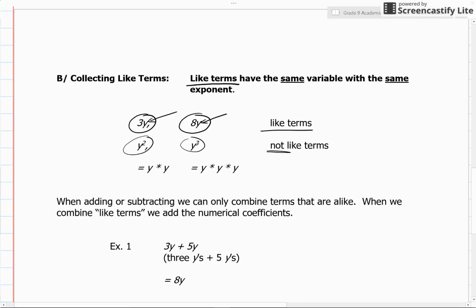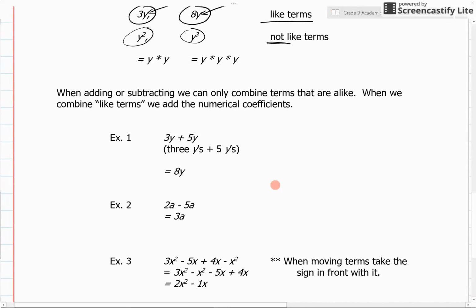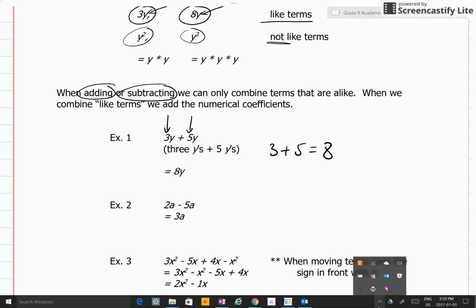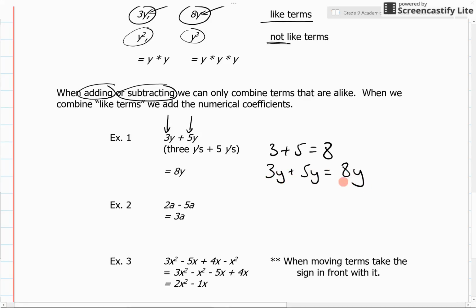But I can combine like terms. When you say combine, you can mean adding or subtracting them, and you can only add or subtract the terms that are like terms. How do we do that? Well, we add their numerical coefficients. So I can add the 3 and the 5 in front of these y's. So I have 3 y's and I have 5 y's together. When I add them, I get 8 y's, right? So 3 plus 5 is equal to 8. When you add them, don't forget your variable. So 3y plus 5y equals 8y. All you're doing is adding the coefficients to get your result.